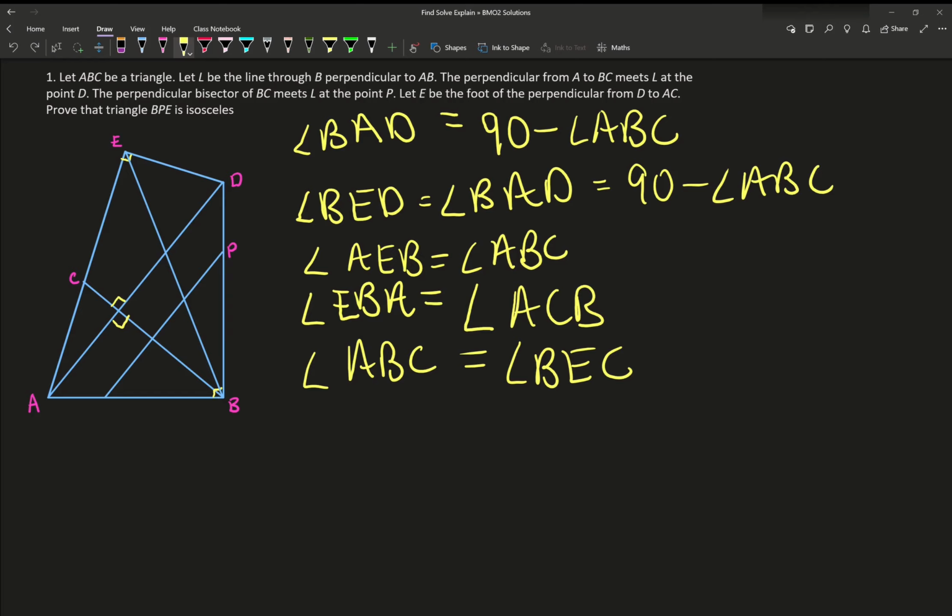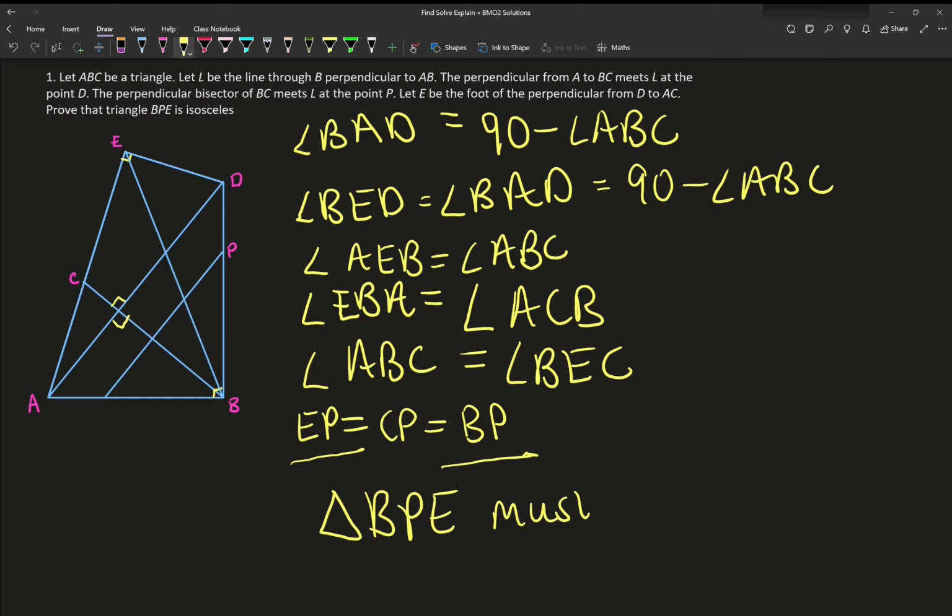And so the circumcenter must be the point where this perpendicular bisector meets L, P. So P is the circumcenter of this circle that goes through ECB, and so EP equals CP equals BP, which is the circumradius. And as EP equals BP, triangle BPE must be isosceles. Okay.